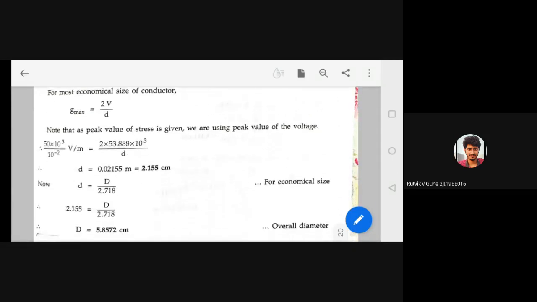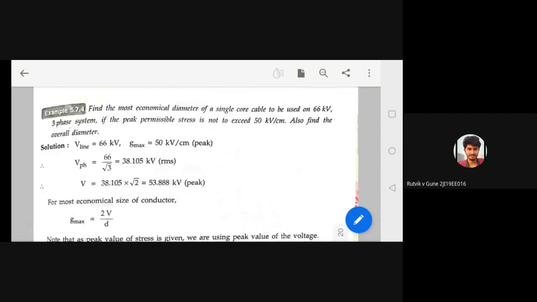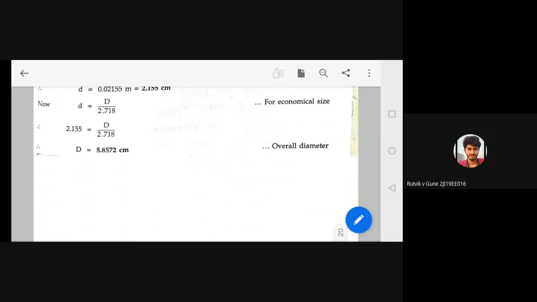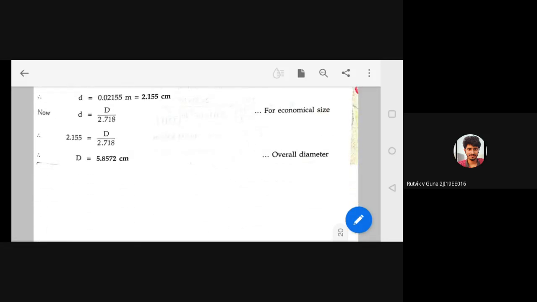So it will ask you the economic diameter. You go to this part: for economical diameter, g max equals 2V by d. And if they ask the overall diameter, just go to this condition, small d equals capital D divided by 2.718. Once you find small d, you will be able to find capital D. So the two diameters are the questions that come for problems regarding economic diameters.